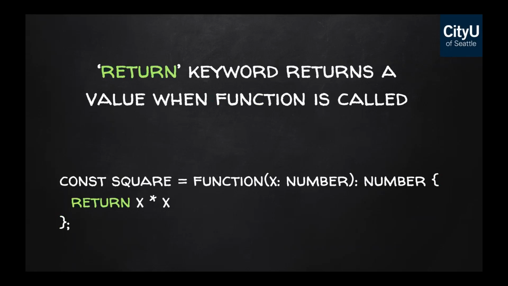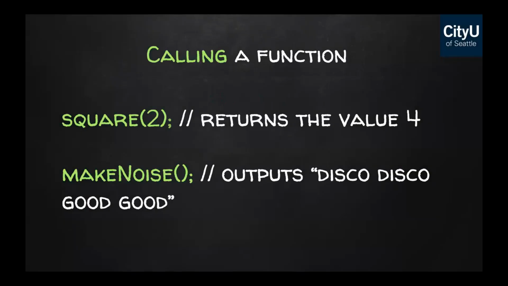The return keyword returns a value when the function is called. So if I call this square function and supply a number, I would get x times x, which is a number. When you call a function, you just invoke its name and supply a parameter if it needs one. If not, you can just have the empty parentheses.